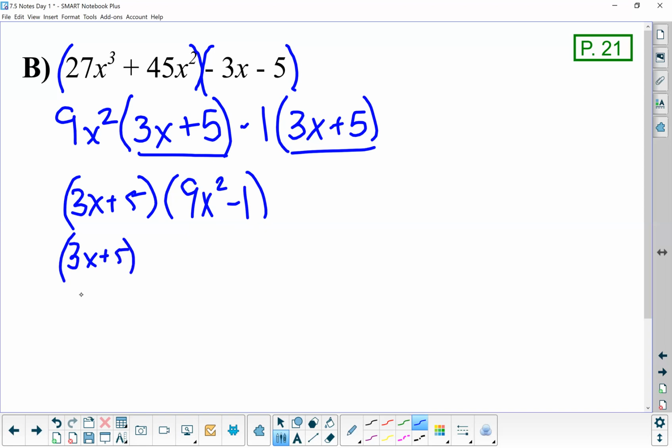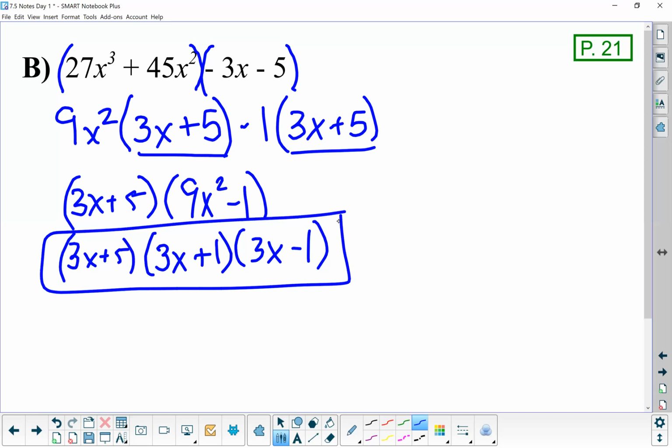And if you remember that difference of squares, we take the square root of the first term, 3x, plus the square root of the second, and 3x minus the square root of the second. So this is our final answer. A little bit more involved process when the result is a perfect square in our first factoring step.